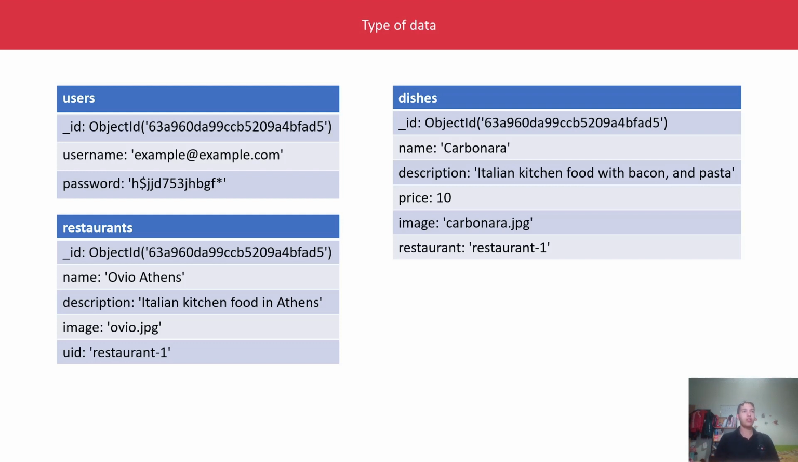There is a collection called restaurants. There is an ID, name, description, image and UID. And there is a collection called dishes in which I have an ID, the name, the description, the price, the image and the restaurant, which is saying in which restaurant this dish is.